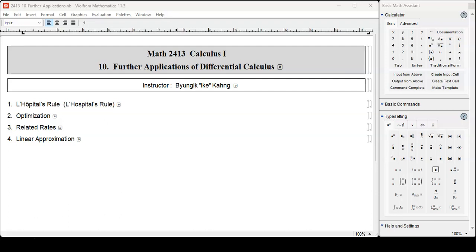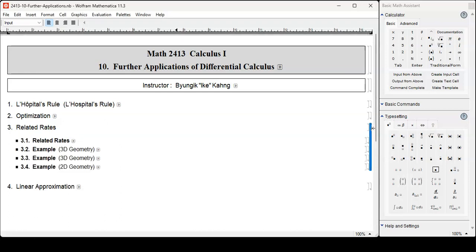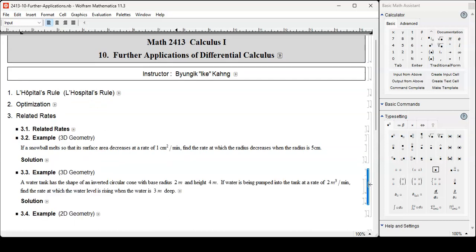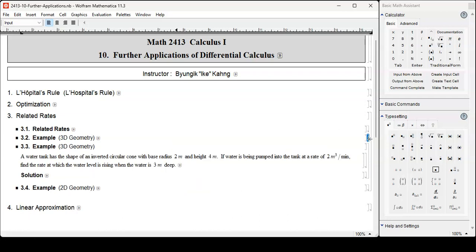Hello students, welcome back. Let us resume our discussion in section 3, related rates. We went through a couple of problems on 3D geometry, snowball melting, and then circular cone.